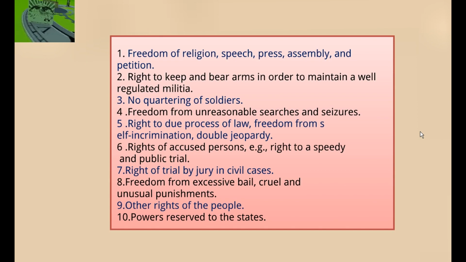And a very important part of the Bill of Rights is the 10th Amendment, which says that the powers not explicitly given to the central government, the federal government, by the Constitution, are going to be reserved to the states or to the citizens of the United States of America.